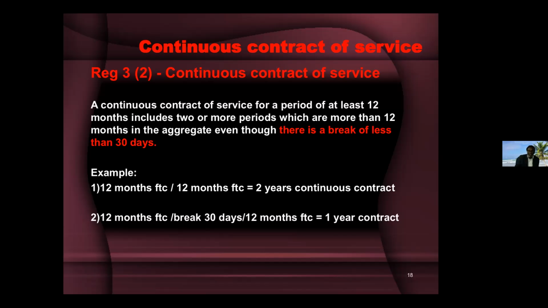But under Regulation 3 sub 2, if you have a 30-day break in between this fixed term contract, 12 months and 12 months, then for the purposes of termination benefits, it is only a 1 year contract. You take the second half of the 12 months period. So if you have a first fixed term contract of 12 months, and then you have a 30-day break, then the following 12 months continuous fixed term contract, that's when the 30-day break will actually break the contract, meaning termination benefits are only payable for 1 year and not 2 years.